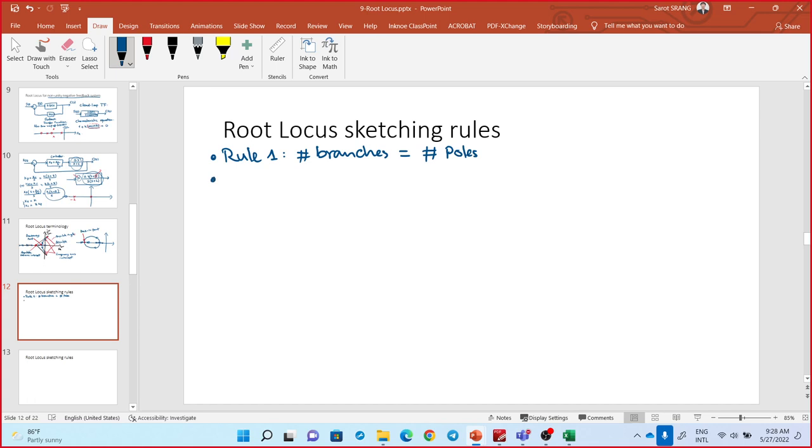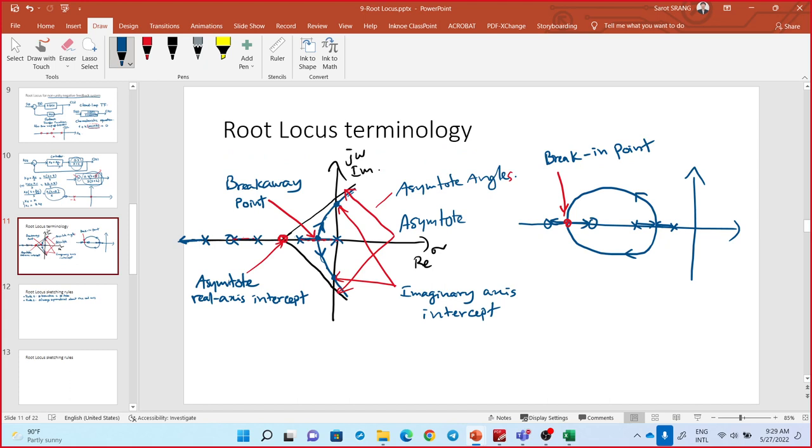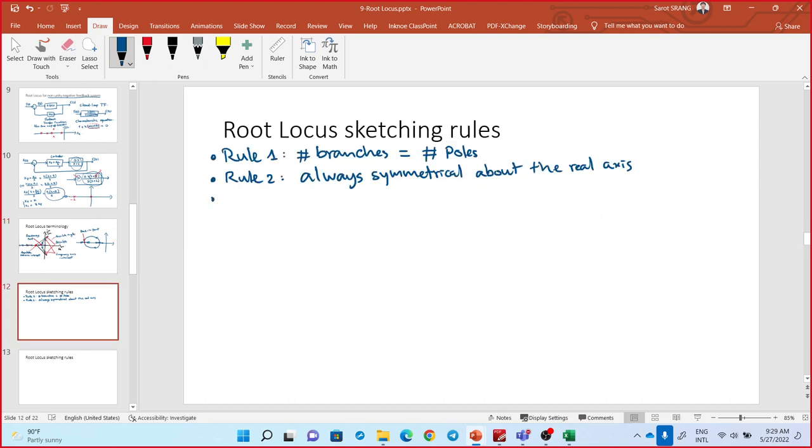And then rule number two: always symmetrical about the real axis. As you can see here, this branch is symmetrical to this branch. This branch is symmetrical to this branch. Okay, then rule number three.